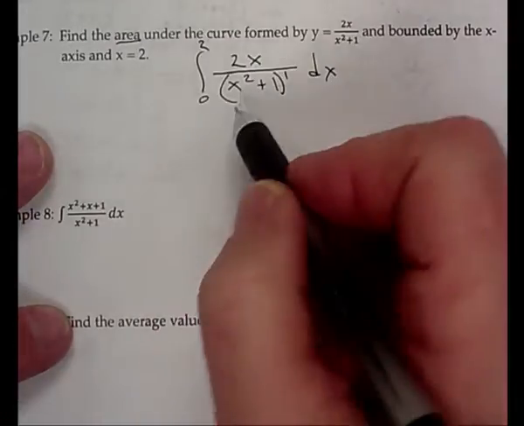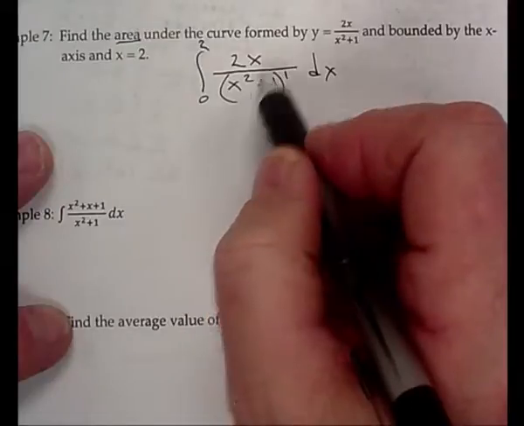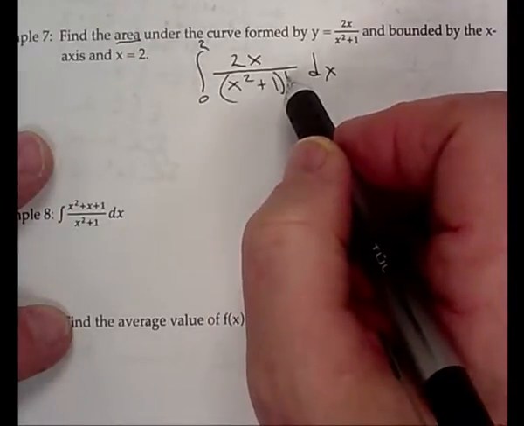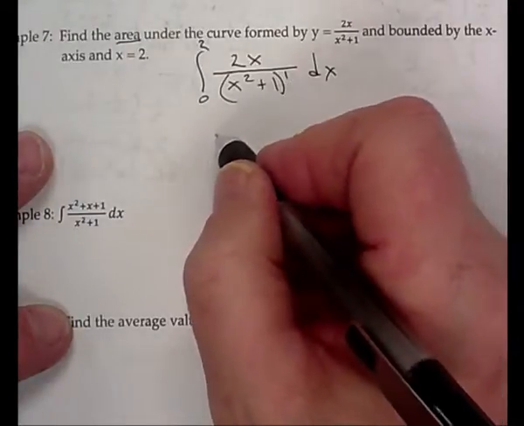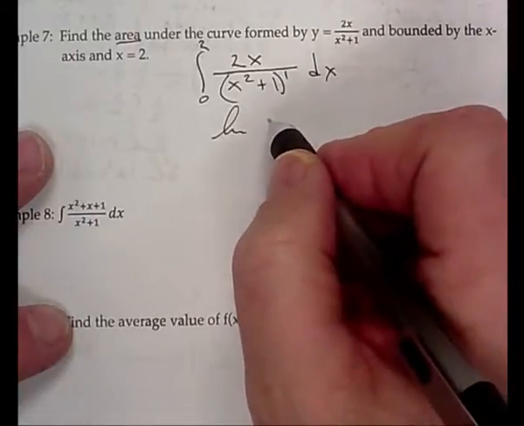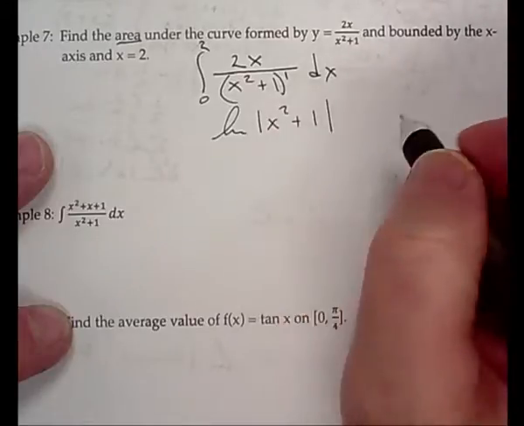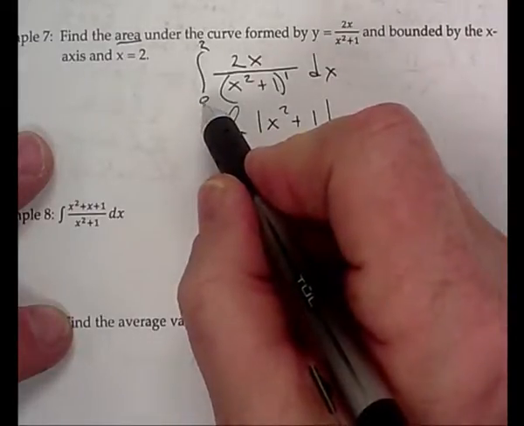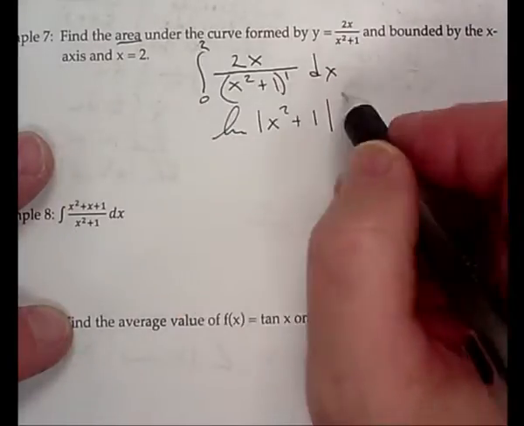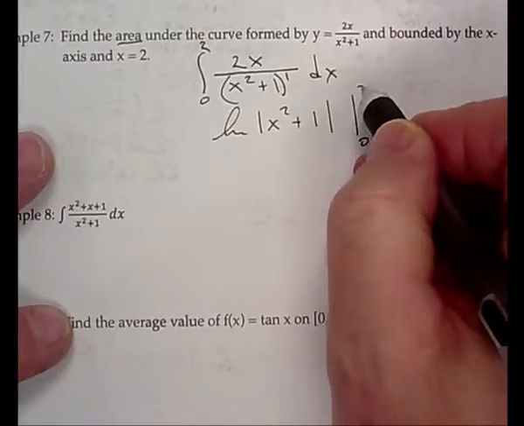So I look at this, is the derivative of this, this? And it's an exponent of 1, correct? So it would be the natural log of what? x squared plus 1. Plus c? No plus c, because it's a definite integral from 0 to 2, correct?